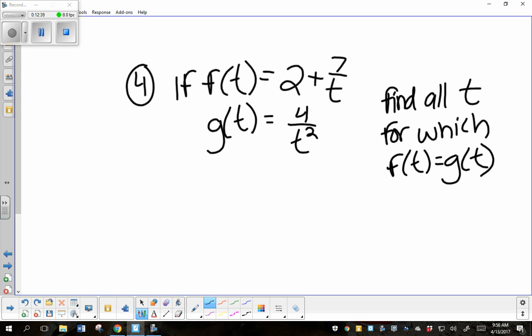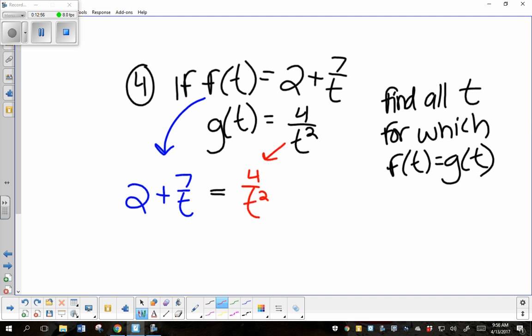So all we want to do on this one, what do you think I should do with these two equations? Liv? Yeah, let's make them equal each other. So we've got 2 plus 7 over t, that's our f of t, equals our g of t, which is 4 over t squared. Okay, so this is a really messy problem with this t and t squared on the bottom of fractions. Does anyone have an idea for what I could do to get that out?